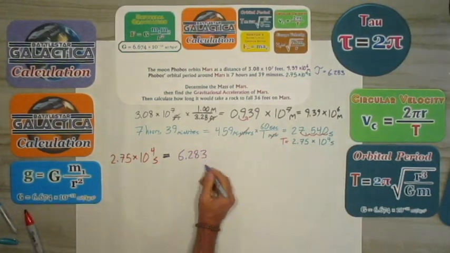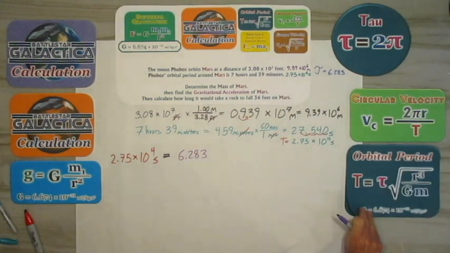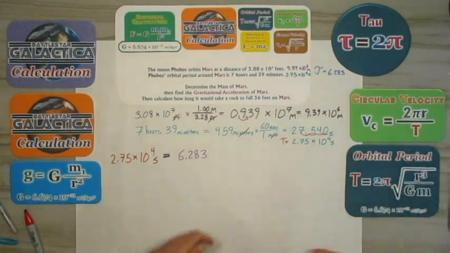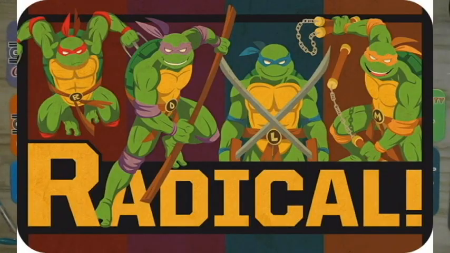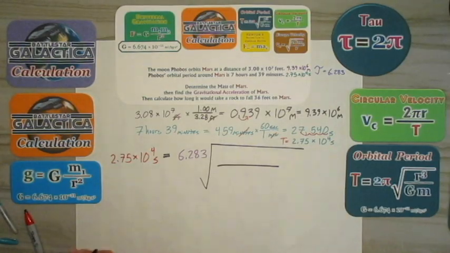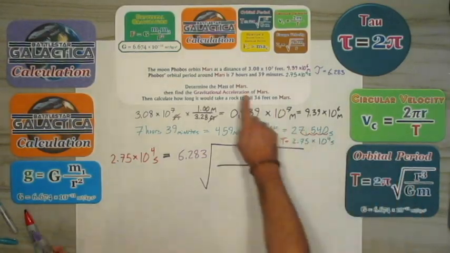6.283. We'll just use one extra digit there. Now, that is 2 pi, right? It's also tau. So don't get confused by that little part. Then we've got the Teenage Mutant Ninja Turtle radical function and a little fraction bar inside there. And on the top, we've got r.